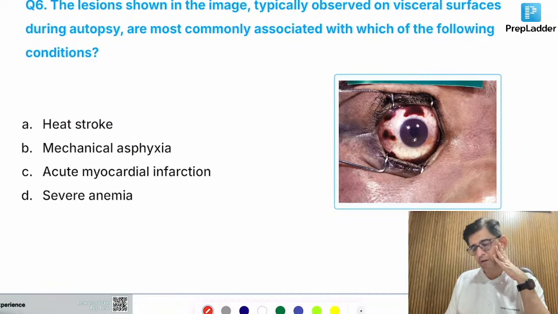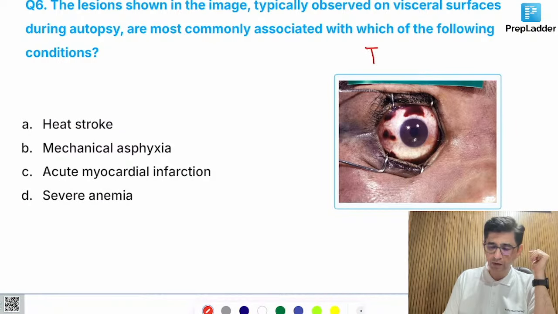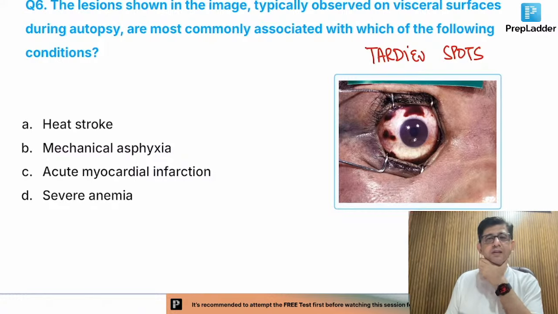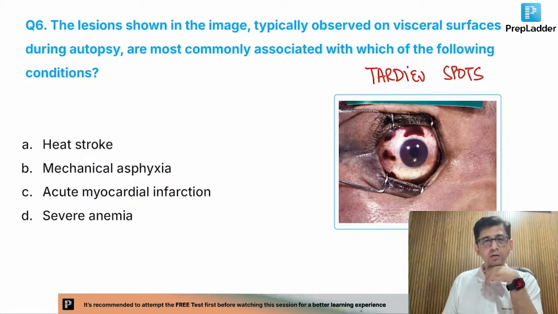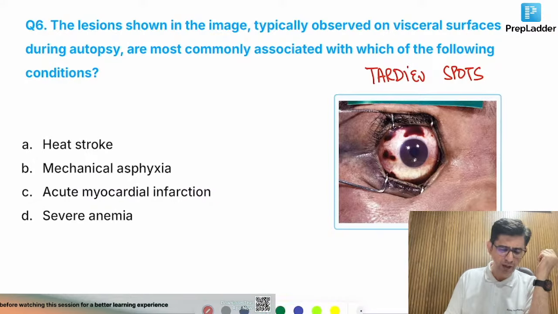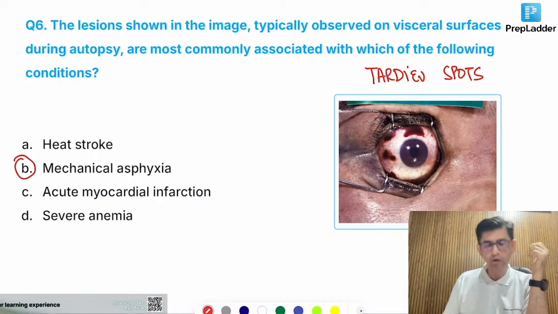The patient is having Tardieu spots in the eye. I showed a bit of images from a dead body as well. From the forensic perspective, the Tardieu spots would be seen in the white of the eye, that is the sclera. These would be seen on visceral surfaces and with respect to mechanical asphyxia. So an easy one among the options that are given.